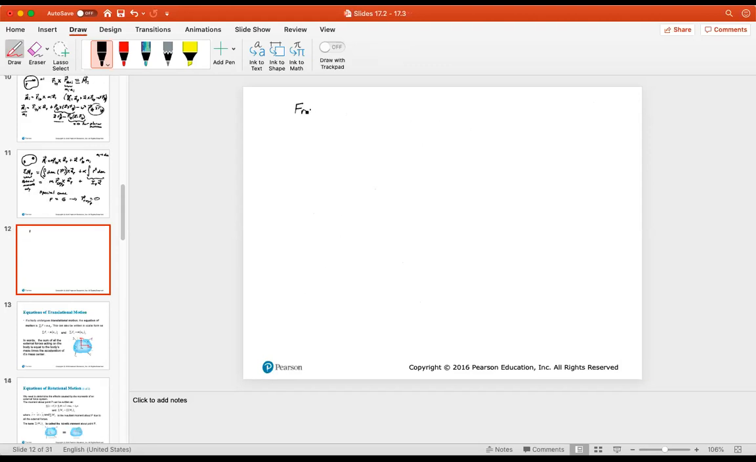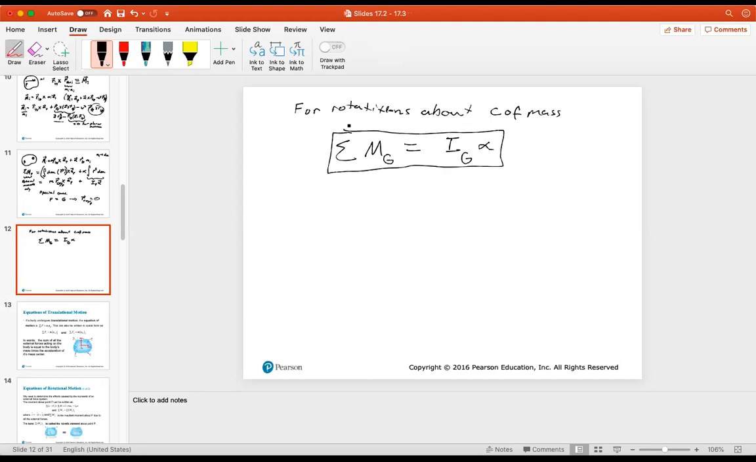For rotations about the center of mass, or center of gravity, then the sum of all the external moments equals the moment of inertia about the center of gravity times alpha. Okay, that's a really useful formula. In fact, we would use that most of the time, I think, but not always. All right.